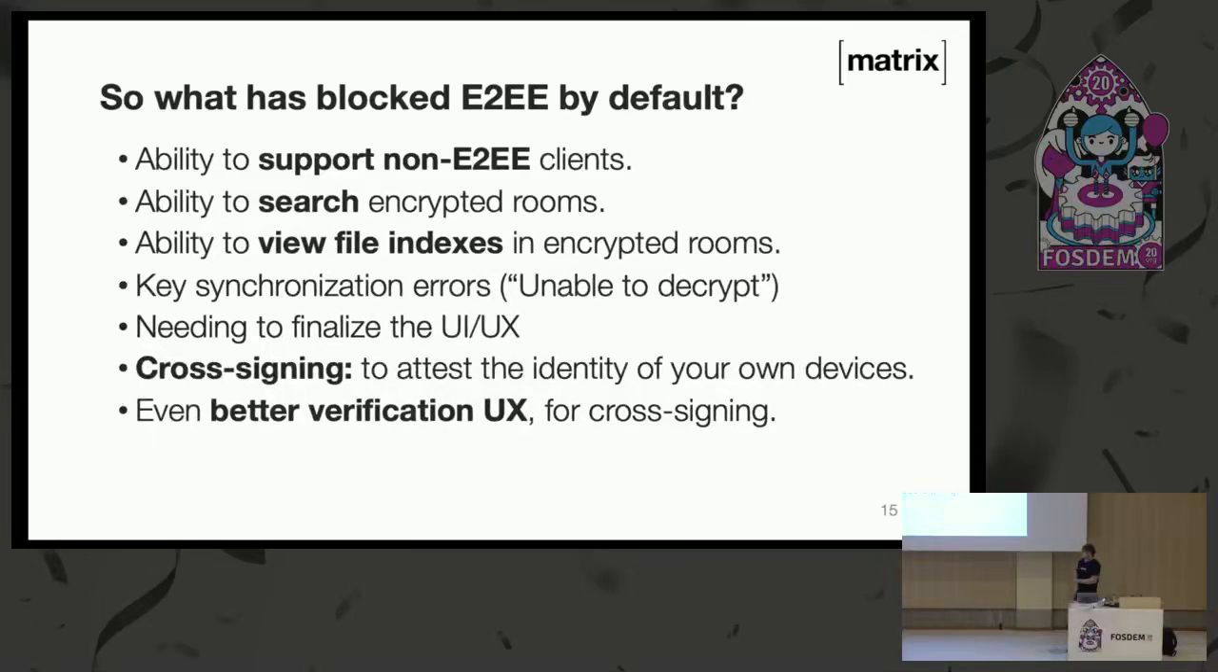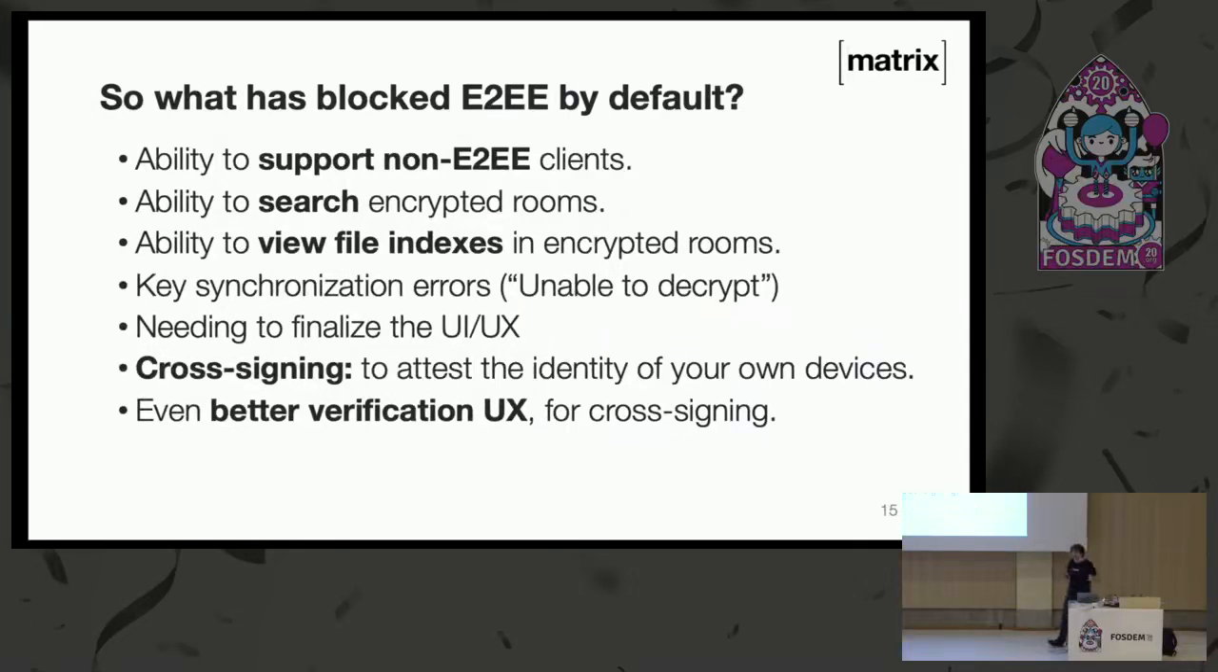We need to support non-E2E clients. We do not want every random hacker who's written a Matrix client or bot to be left out in the cold because they can no longer get at their DMs or their private rooms because we've turned on E2E by default. We want to obviously be able to search. We want to have file indexes. Really nice to have your file panel show you what's in a room. You need to finalize the UI UX.